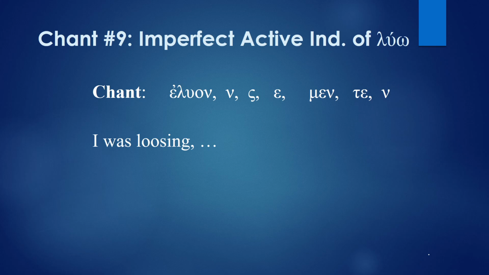And the third person singular ending, e, he, she, it was loosing. Then over to the first person plural ending, omen, we were loosing. Then the second person plural ending, ete, you or you all were loosing. And then the third person plural ending, on, and that is they were loosing. And now just repeating the chant by itself. Eluon, eles, ele, eluomen, eluete, eluon.